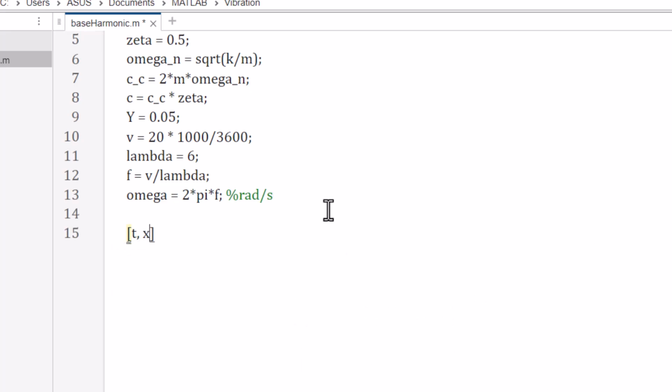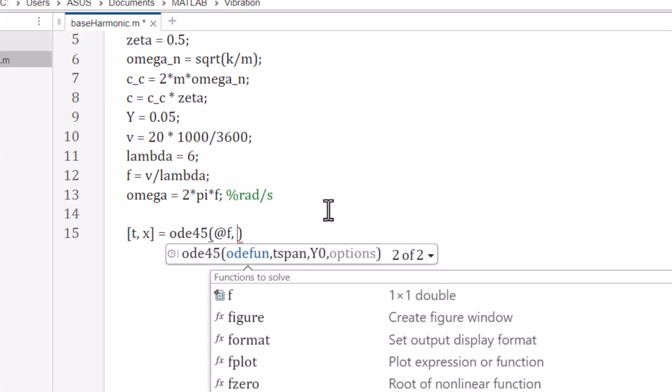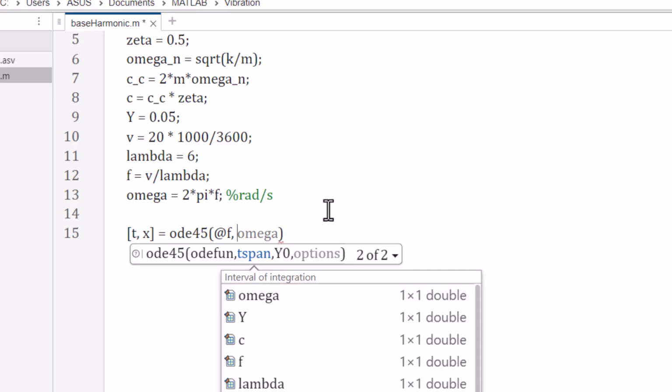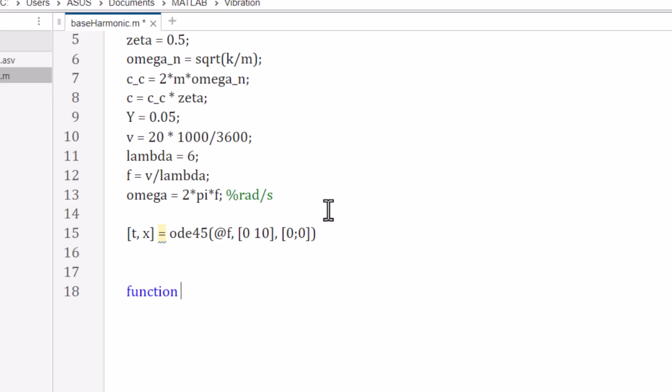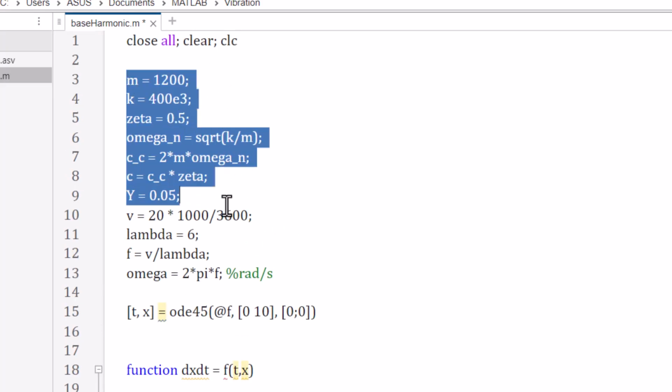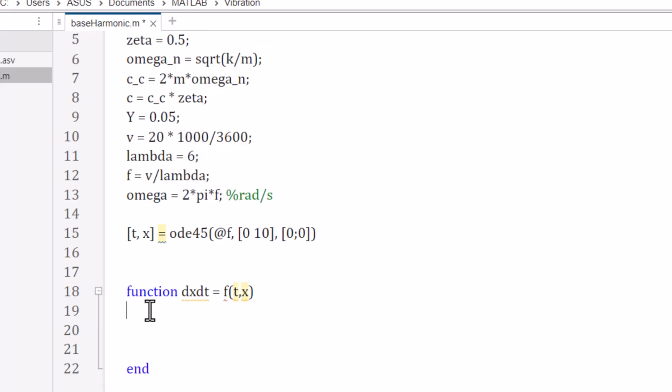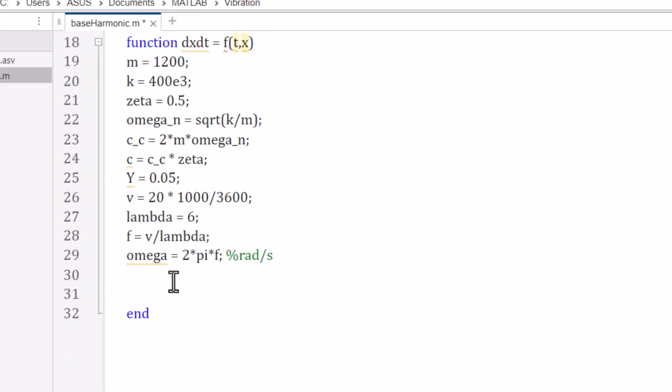So t comma x is equal to ODE45 of, I need a function, then I need a time span. I go from 0 to 10 seconds, and the initial conditions, I take both the position and velocity to be equal to 0. And now I only have to define the function. So dx dt is equal to f of t comma x. And I have to repeat my constant variables in this function too. And I have to write the equation.